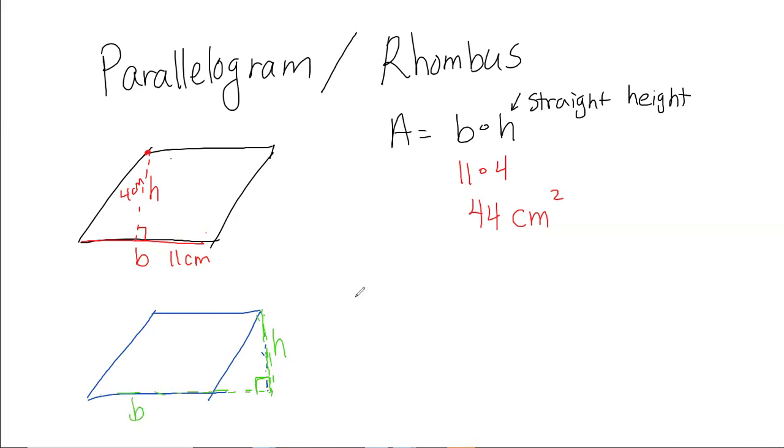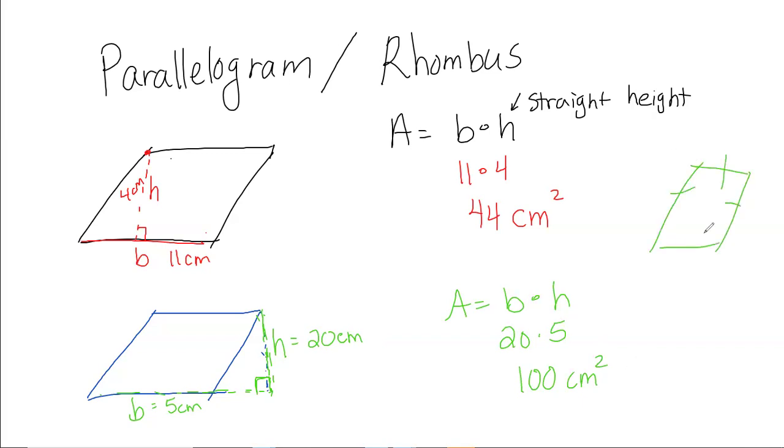Okay. So let's say the height is 20 centimeters. And let's say the base is 5 centimeters. Area equals base times height. 20 times 5 is 100. We're in centimeters and square. Okay, and again, that will work for a parallelogram or a rhombus. A rhombus is just a parallelogram where all the sides are the same. Okay, but either way.